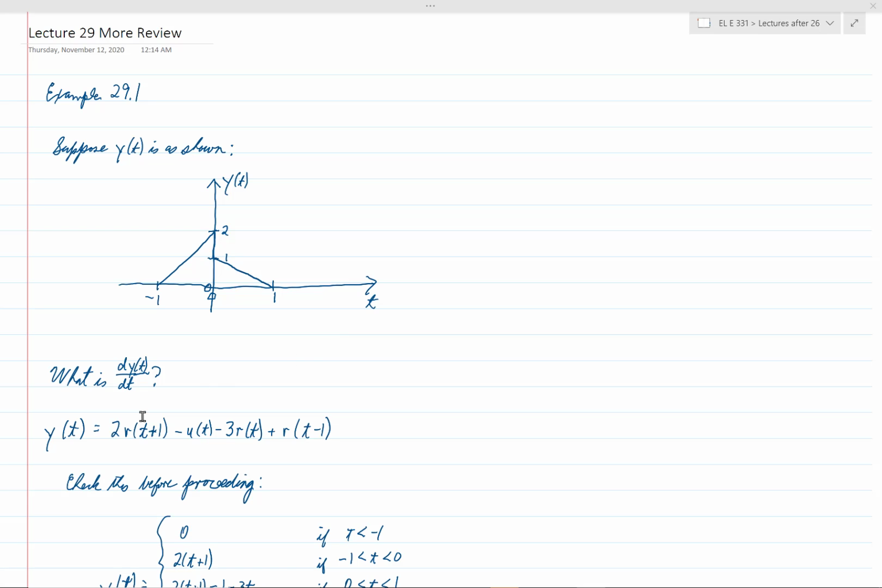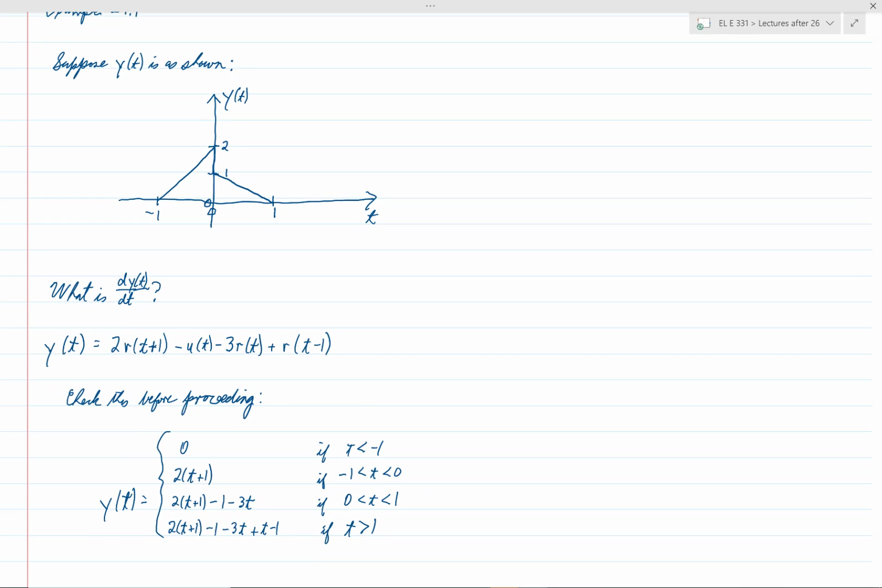Okay, so when we look at this function, the first thing we see, moving from left to right, is this upward slope, and it's a slope of 2. You can see because it rises 2 in a horizontal distance of 1, and it starts at -1, so that's 2r of t plus 1. And then once we get to t equals 0, you see that this takes a sudden jump down by 1 unit. So that's the minus u of t part that we have right here.